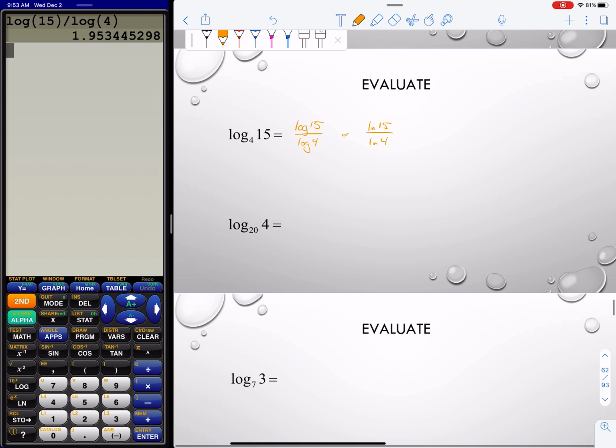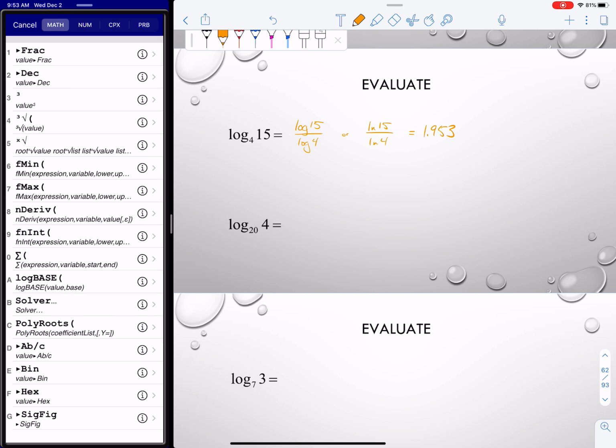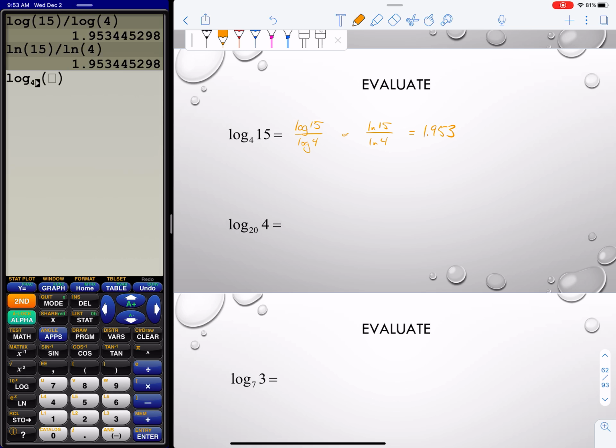I'm going to get 1.953. If I did that with natural log, I get the exact same decimal approximation. And just to show you that it matches log base 4 of 15, again, I also get the same approximation.